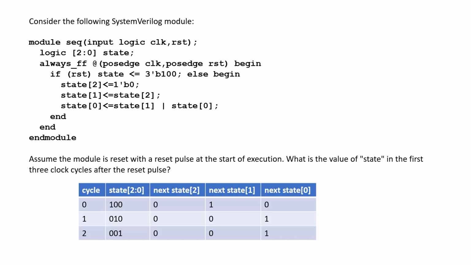The next state bit 2 is always 0. The next state bit 1 will also be 0 because state bit 2 in the current state is 0. And the next state bit 0 will be 1 because we're ORing together the first 2 bits in the current state. Make sense? Yes?